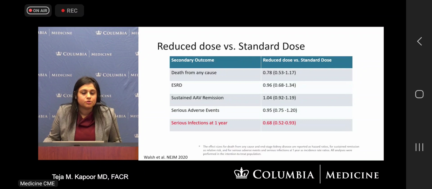And here you can see the similar benefit of the reduced dose regimen to the standard dose regimen for the composite outcome of ESRD or death, as well as ANCA vasculitis remission. You can see it was also associated with a decreased risk of infection.